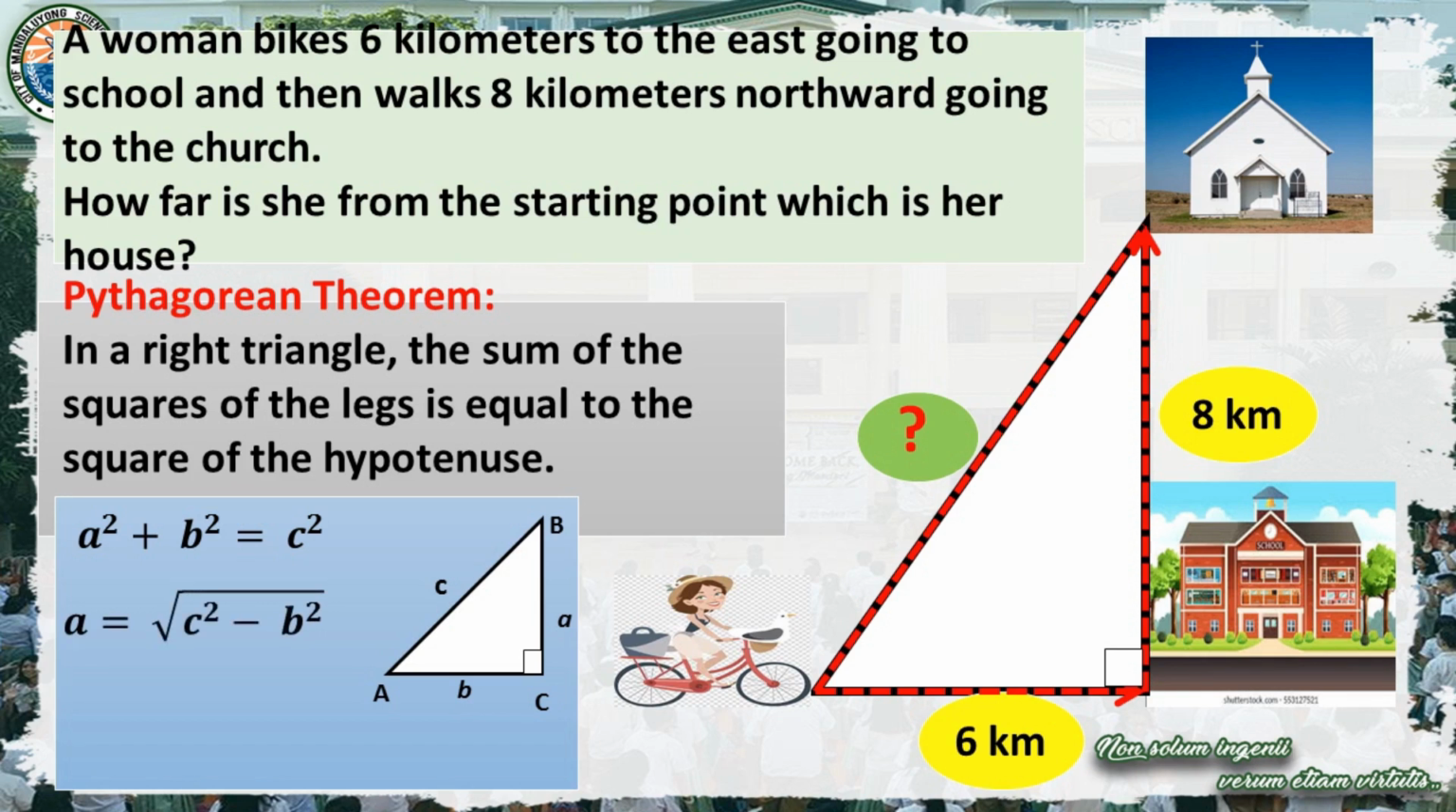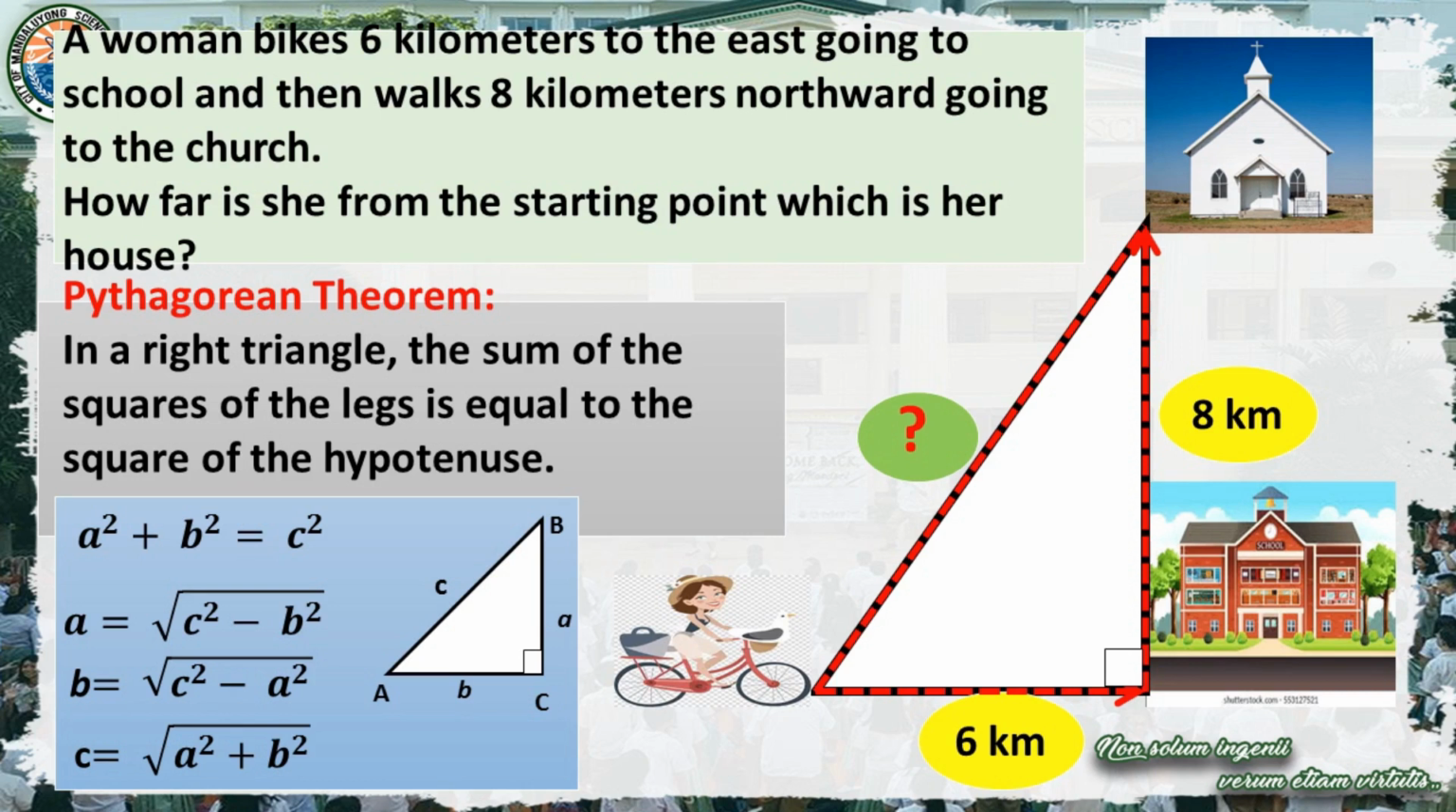If you're interested to solve for A, given that C and B are already given, we can use the formula A is equal to the square root of C squared minus B squared. If you are interested to solve for B, you will use the formula B is equal to the square root of C squared minus A squared. And if you are also interested to solve for the hypotenuse, all you have to do is to use this formula: C is equal to the square root of A squared plus B squared.